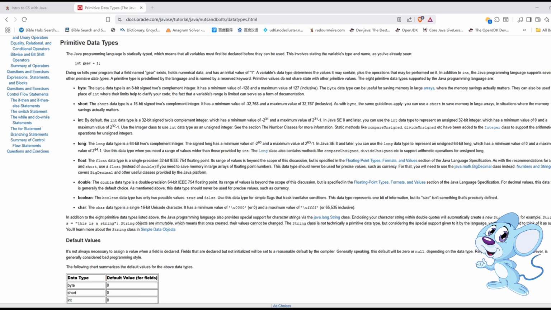2 to the power of 31 to positive 2 to the power of 31 minus 1. Likewise, a long is 64 bits, 8 bytes, with a range of negative 2 to the power of 63 to positive 2 to the power of 63 minus 1. The non-numeric types are Boolean and char.